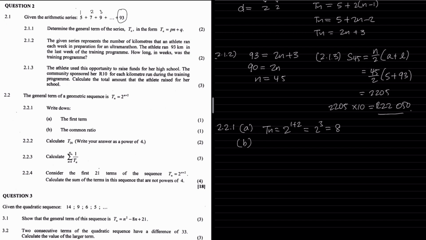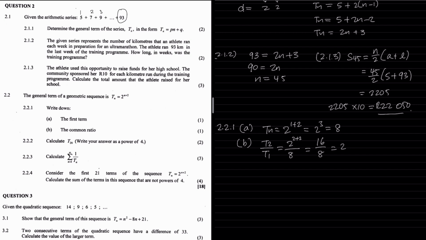B, the common ratio. To get the ratio, it's T2 divided by T1. T2 is going to be 2 to the power 2 plus 2, divided by T1 we worked out is 8. So 2 to the power 4 is 16. 16 divided by 8 is 2. So our common ratio is 2.